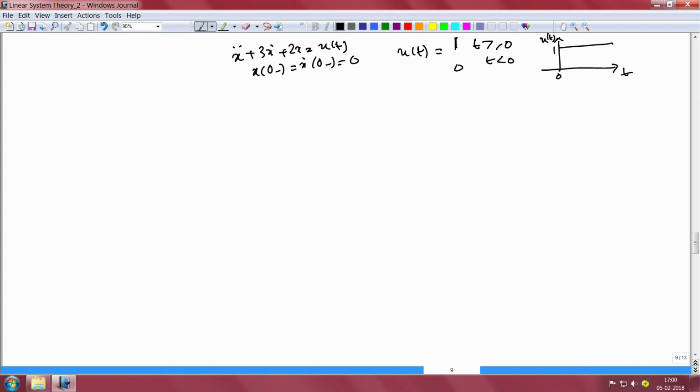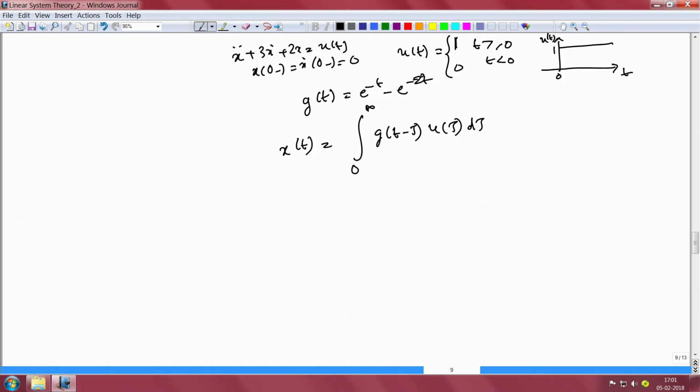To do this, we first have to obtain the impulse response of the system, which we did a few minutes back. We know that the impulse response g of t is e power minus t minus e power minus 2t. So, the response to the general input, in this case u of t equal to 1 when t is greater than or equal to 0 and 0 when t is less than 0, is given by x of t equal to integral 0 to infinity g of t minus tau u of tau d tau.